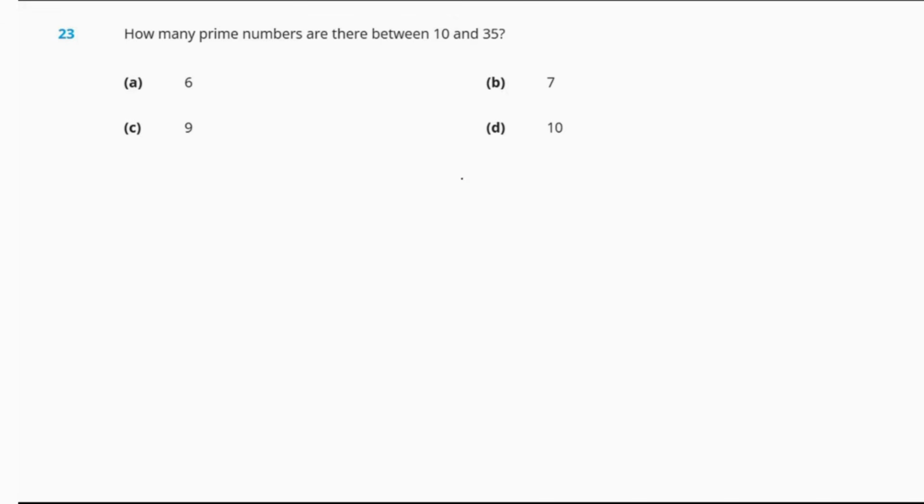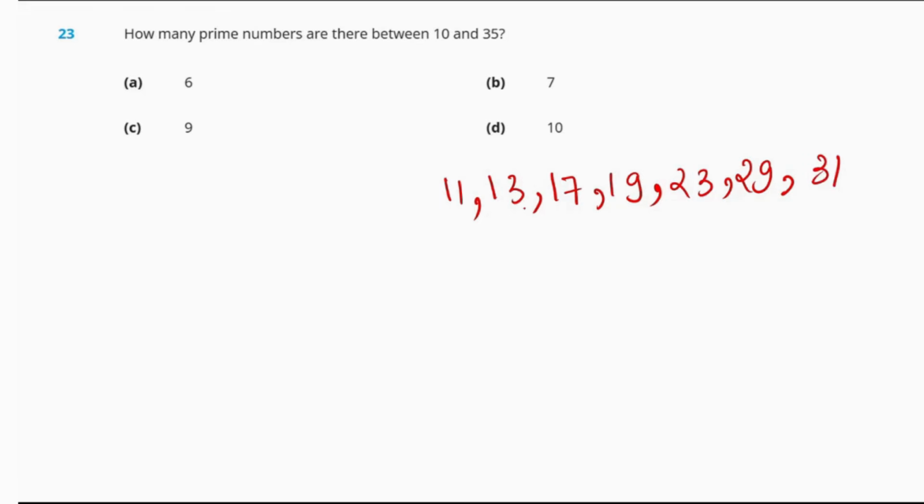So the first prime number will be 11. Next, it will be 13. Next, it will be 17. Then it will be 19. Now, next will be 23. Then next will be 29. And the last one will be 31. So these are the prime numbers.